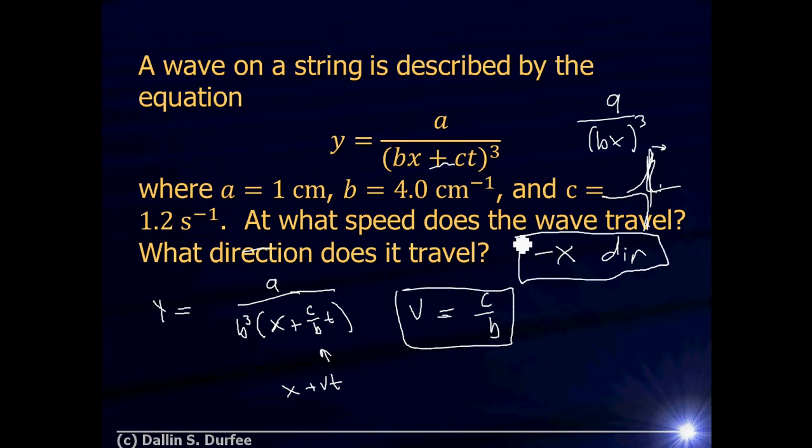Alright, fairly simple problem. Before we plug this into our calculator, we look at it and we say, does it have the right units? So C is inverse seconds and B is inverse centimeters. So this is like centimeters per second, or, converted to SI units, meters per second. It's got the right units. Anyway.